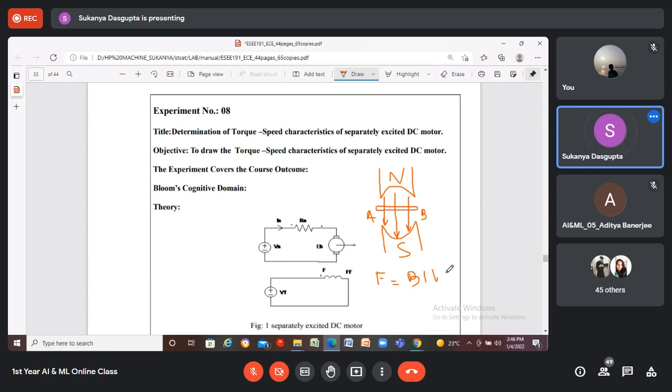Right? So, DC motor has two parts. One is called the stator, one is called the rotor. Definitely, the stator is the stationary part of the motor, and the rotor is the rotating part of the motor. Right? Rotor will rotate only. Stator will be fixed.